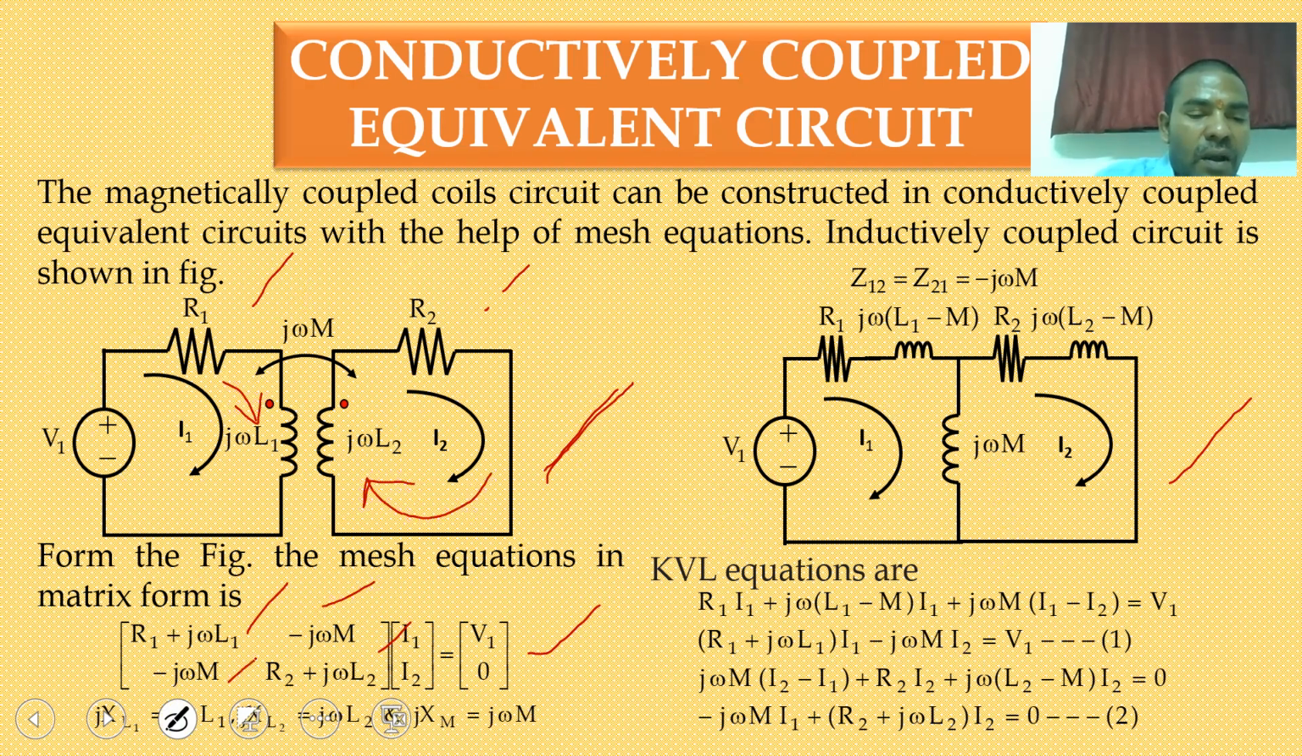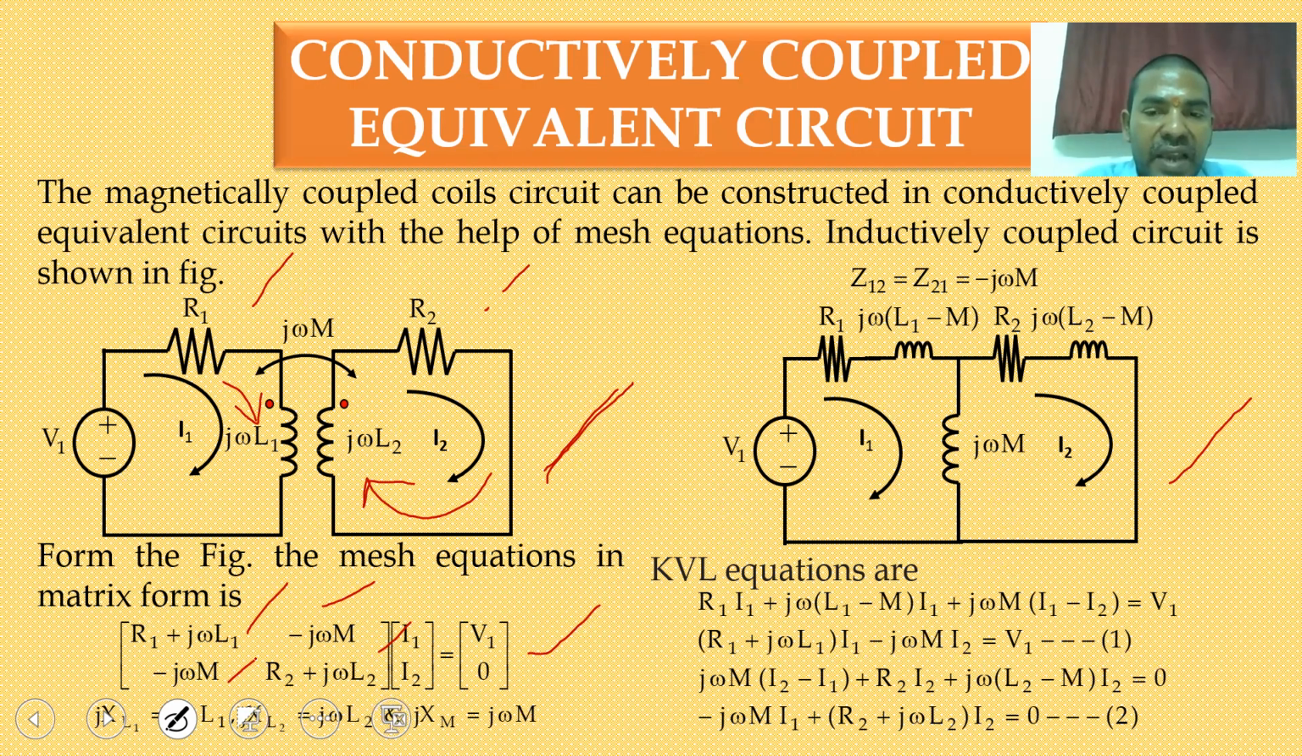Now the unknown values are I1 and I2. Coming to the right hand side, the first loop carries a voltage, so V1 is represented. On the secondary side you don't have any voltage source, so put 0. This is your mesh equation. Using this mesh equation, I am drawing the conductively coupled circuit.